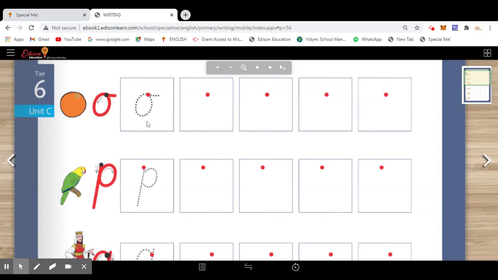Look at here students. Which letter is this? This is letter O. And what is the phonic sound of letter O? O is a phonic sound of letter O. Now look at this picture. Which fruit is this? This is an orange.